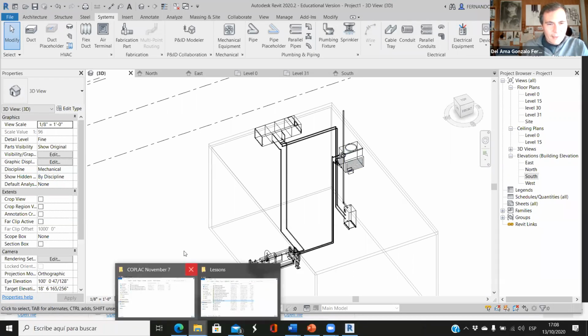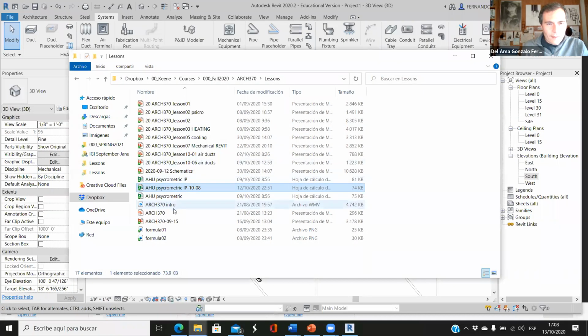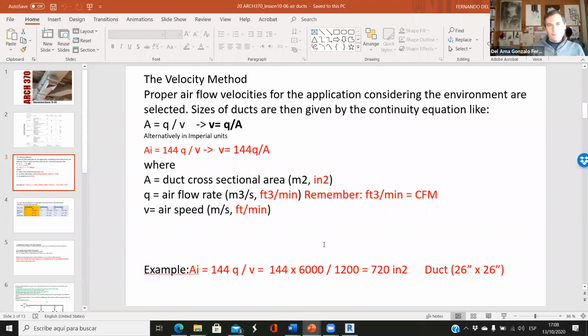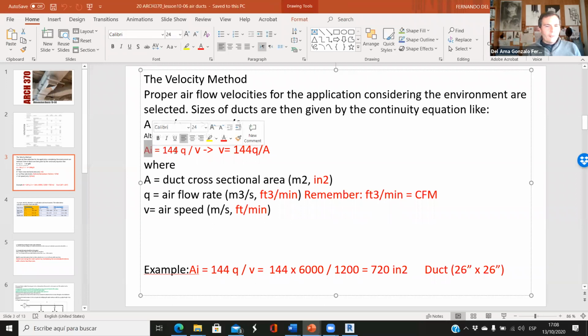But now we know something else. We know that for the air ducts, now we know this rule of thumb. The area is 144 times the airflow divided by the velocity. Or if we want to calculate the velocity, it's 144 times the airflow divided by the area. So both things are correct. Before starting drawing, I want to find out the maximum area that we're going to have here.